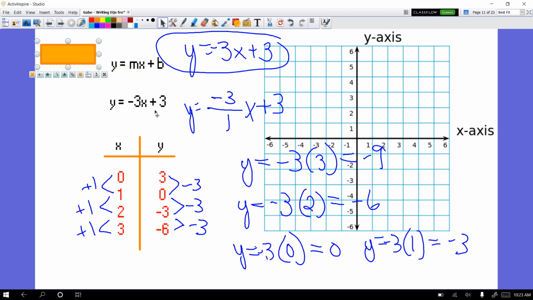Negative 3x plus 3. Okay, so I plotted it at the beginning, and we didn't need to plot. But I wanted to show you that you do have another avenue. And I want you to understand how to create the equation from a table.